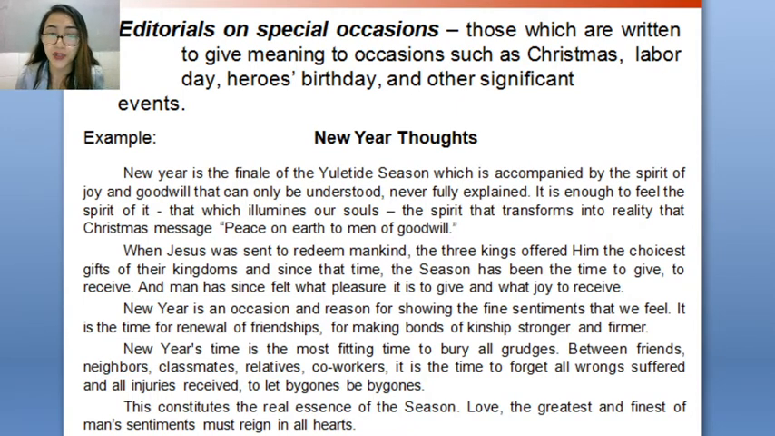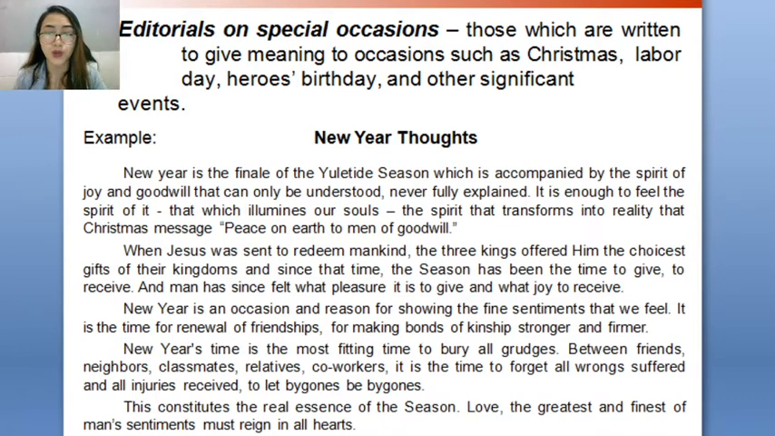And it is enough to feel the spirit of it, that which illumines our soul. Galing, no? Parang in-explain na niya yung about sa New Year thoughts. New Year, yung unang pasabog pa lang niya, maganda na. And you will really continue reading the passage or yung sinulat niya.